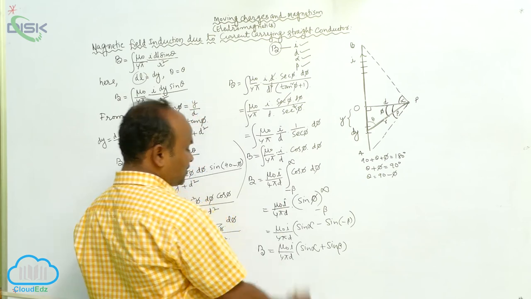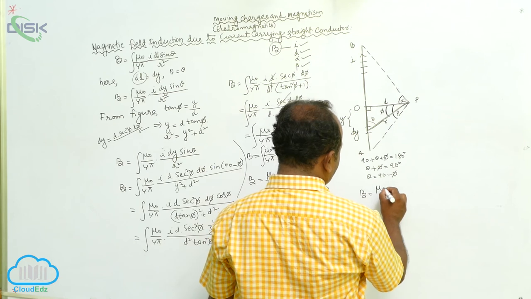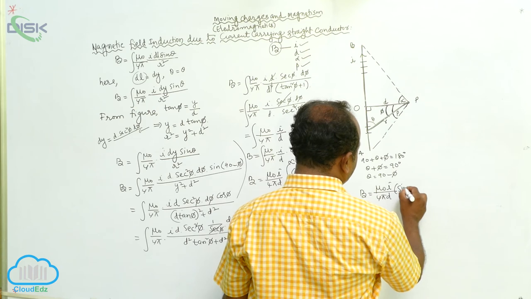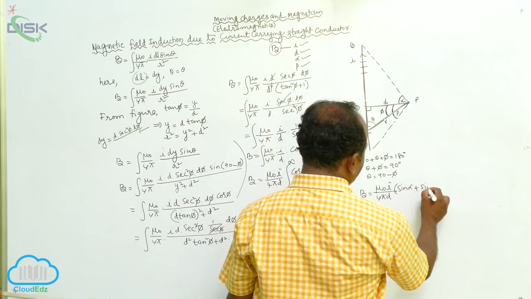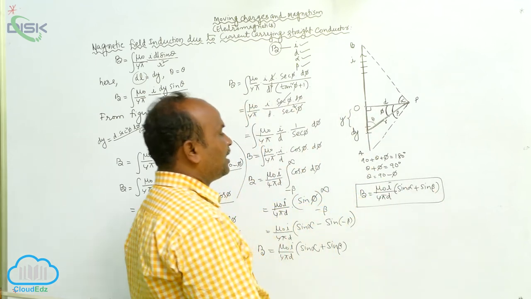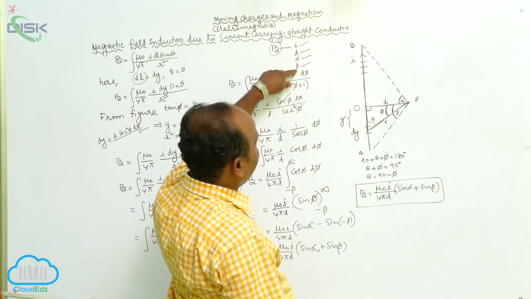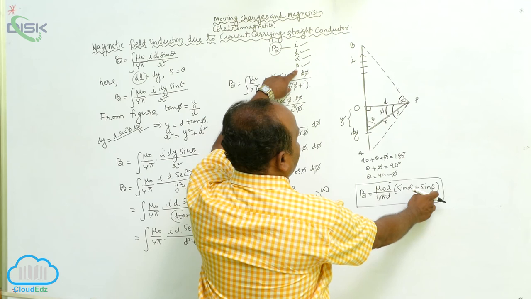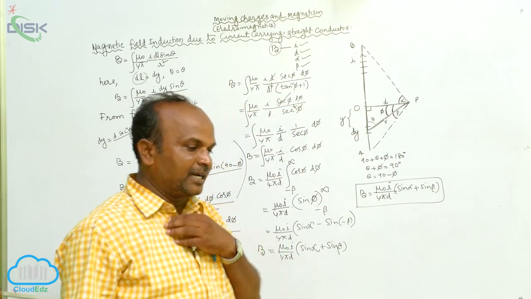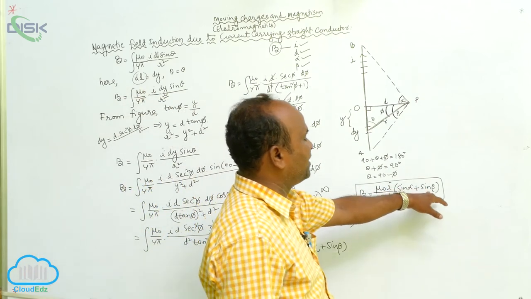Therefore, here B is equal to, now, what is the magnetic field induction? B is equal to mu naught I by 4 pi d into sin alpha plus sin beta. This is the magnetic field induction due to the current carrying straight conductor. B value must be in terms of I, d, alpha, beta. Therefore, the magnetic field induction due to the current carrying conductor is given by B is equal to mu naught I by 4 pi d into sin alpha plus sin beta.